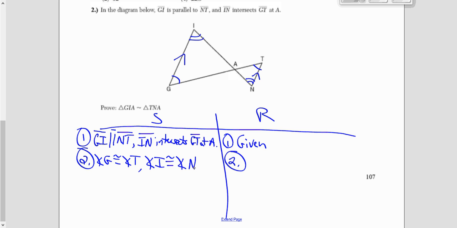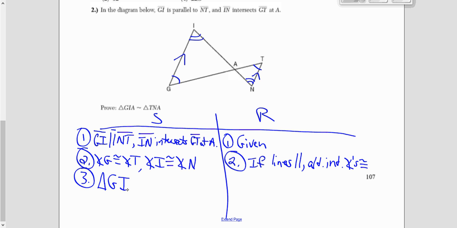I to N, what's that reason? If lines parallel, alternate interior angles congruent. That gives us enough to say now the triangles are similar, right? So triangle GIA similar to triangle TNA.